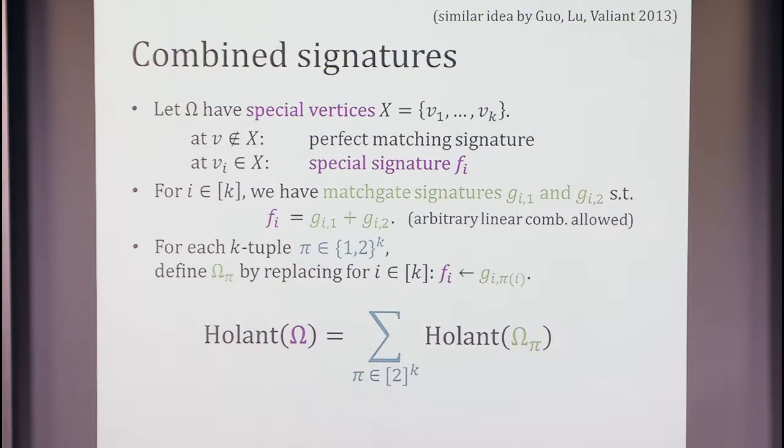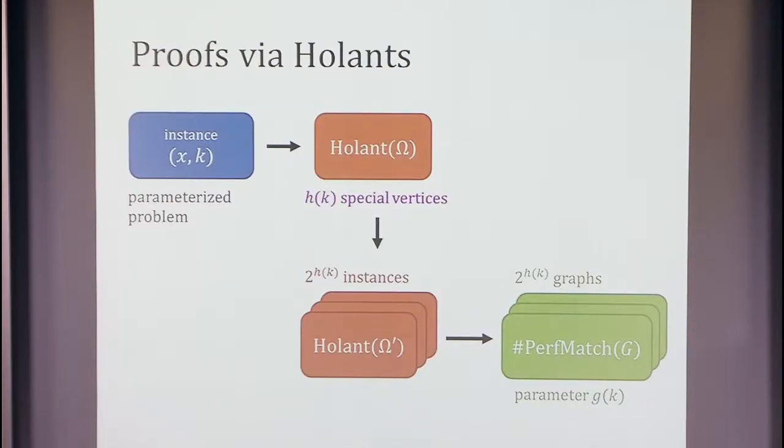And the great thing is that by some very elementary algebra, you can show that the Holant of your original signature graph omega is just the sum over all these Holants of the derived signature graphs. In general, you can apply an arbitrary linear combination at this step. You don't have to just take the sum, and you can also take arbitrarily many constituents into your combination.